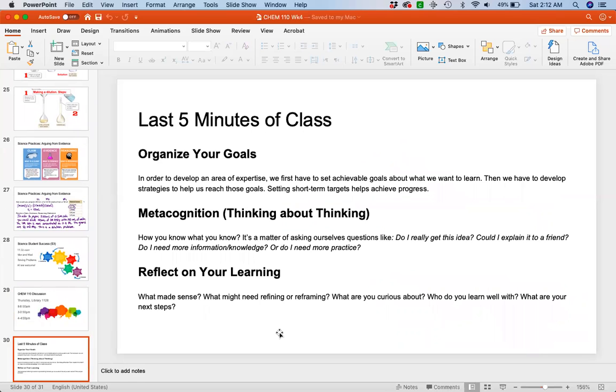And then don't forget, you want to think about how you can organize your goals and think about your thinking and reflect on your learning this week when it comes to chemistry. So think about short-term targets to help you achieve progress. Do you really get an idea? Could you explain it to a friend? Do you need more information or knowledge, or do you need more practice? And then to reflect on your learning: what made sense, what might need refining or reframing, what are you curious about? What are your next steps?